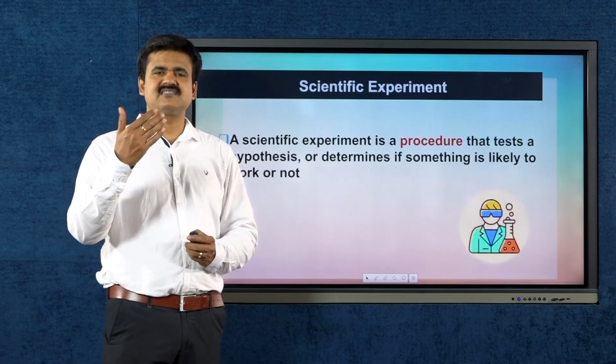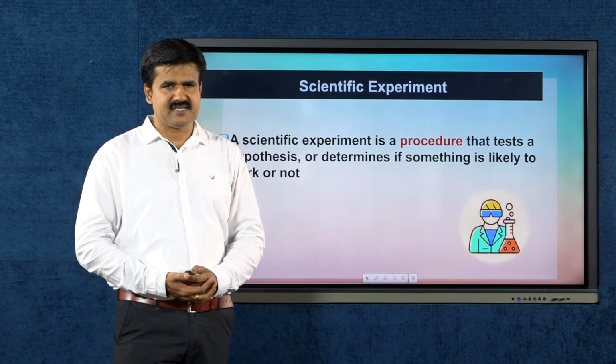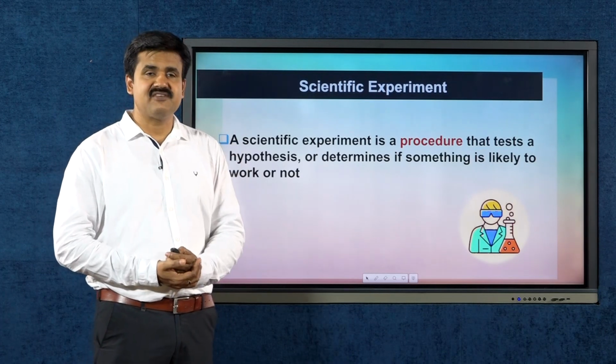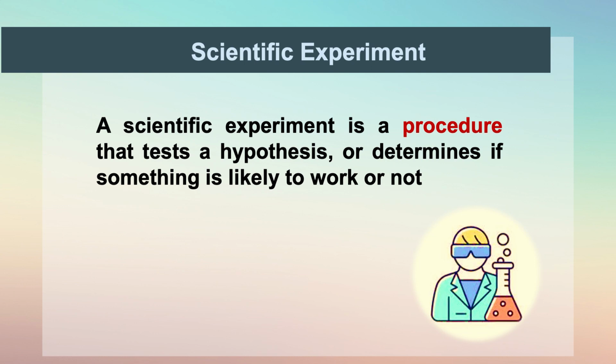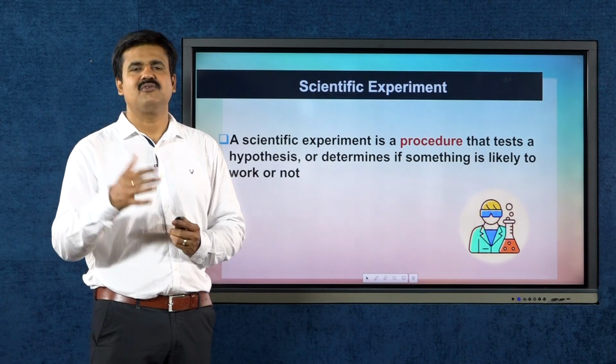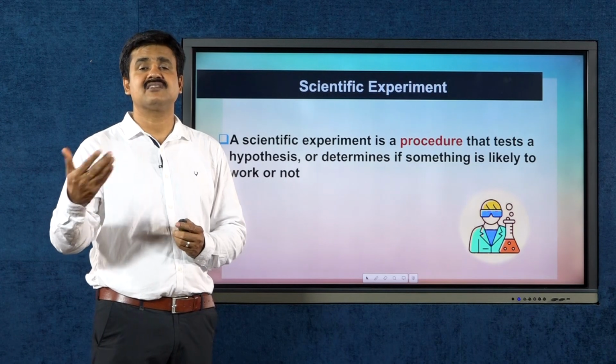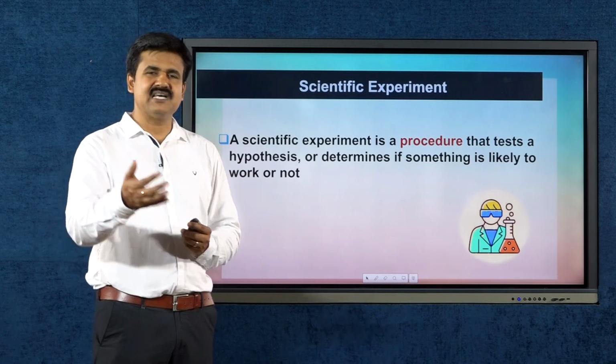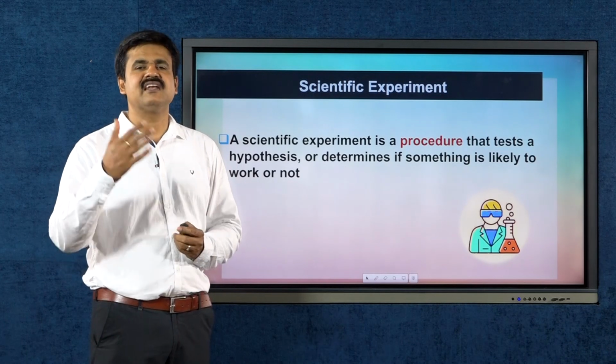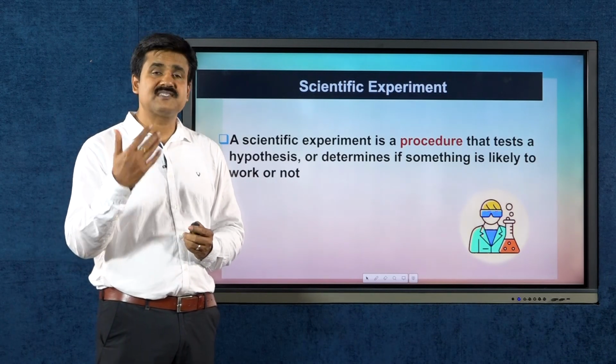Now, the next stage is scientific experiment. What is meant by a scientific experiment? A scientific experiment is a laboratory procedure that tests or checks a hypothesis or determines if something is likely to work or not. We are performing some reactions. For instance, we have to check whether aluminum reacts with hot water or not. For that, we take a piece of aluminum, then react it with the hot water and observe the things.